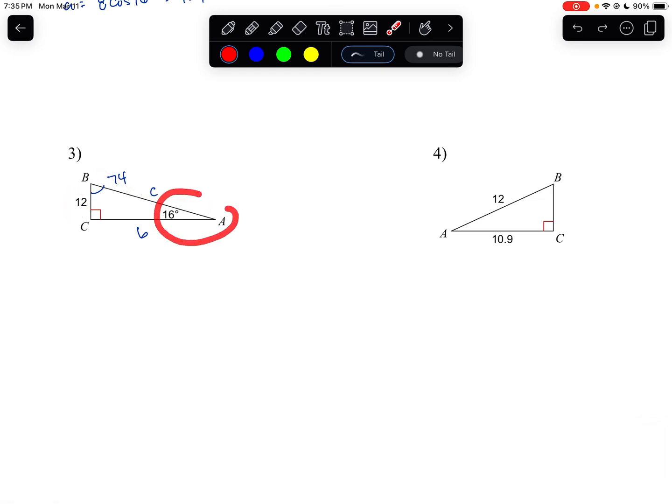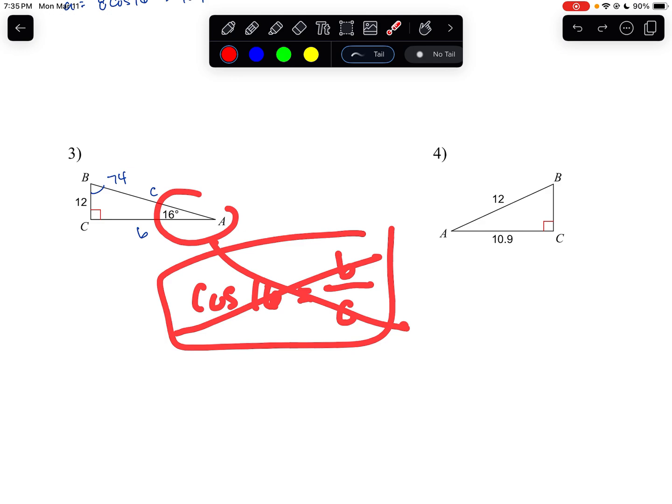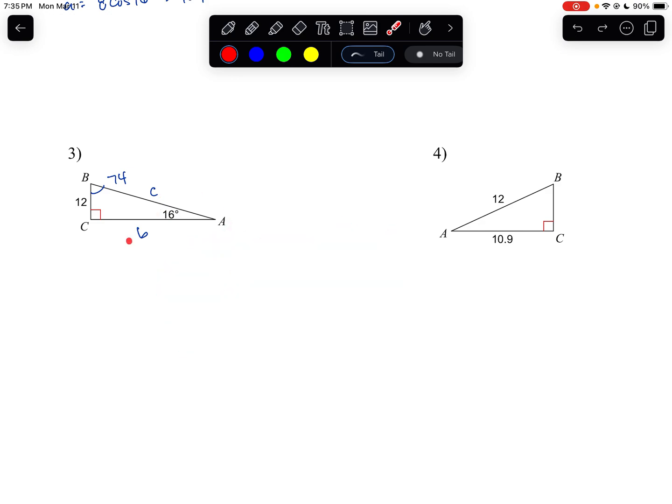So if I were to do cosine of 16, that would be equal to the adjacent side, which would be B, over the hypotenuse, which is C. So you see that this one won't work this time around because I do not have the hypotenuse or the adjacent side for this angle right here. So if I'm going to use cosine, I would have to use cosine of 74, since we know that angle, that would be equal to the adjacent side, which is 12, divided by C.